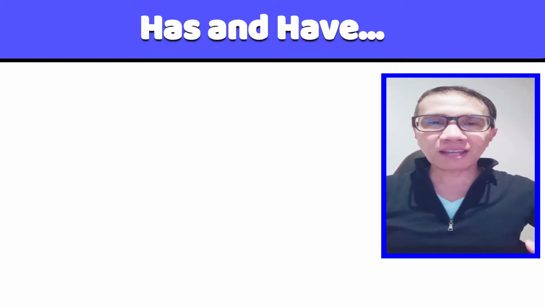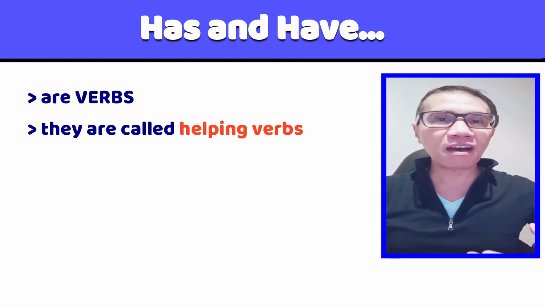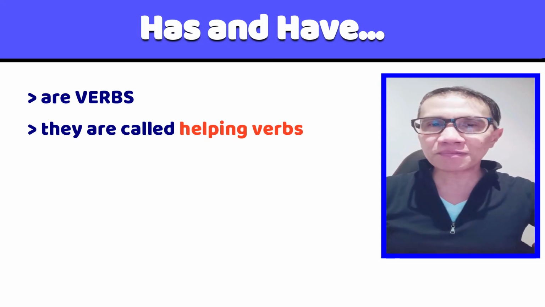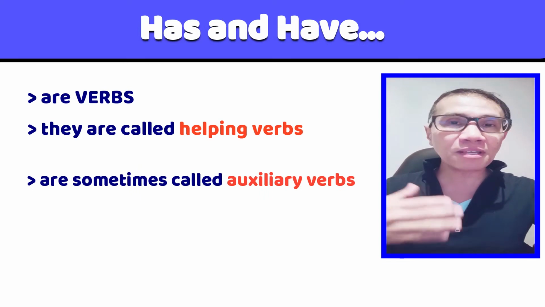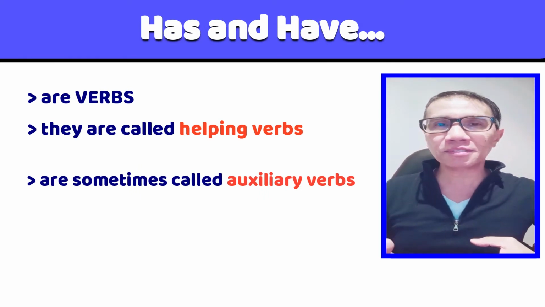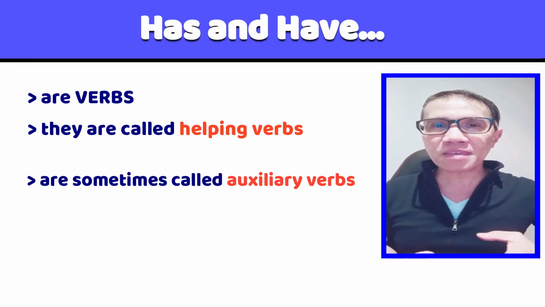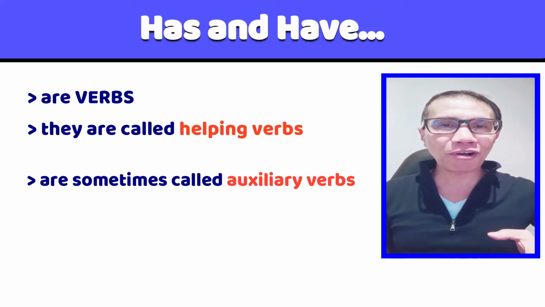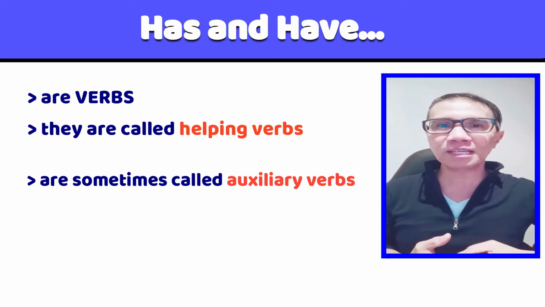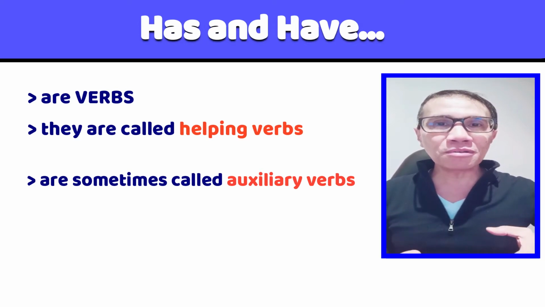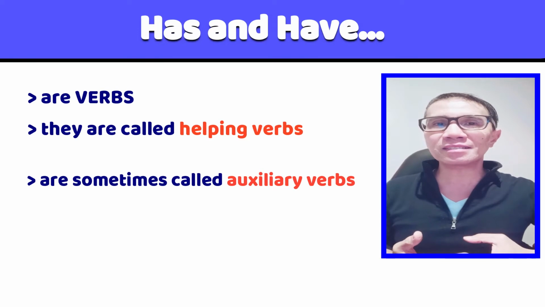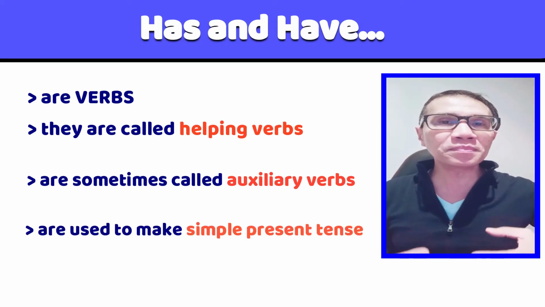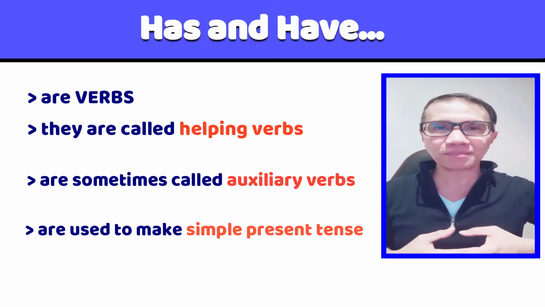What are has and have? Has and have are verbs. Specifically, they are called helping verbs. Sometimes they are called auxiliary verbs. Auxiliary means to help. That is why has and have are called helping verbs. Has and have are used in the simple present tense. In my last lesson, I talked about the simple present tense, so check it out.